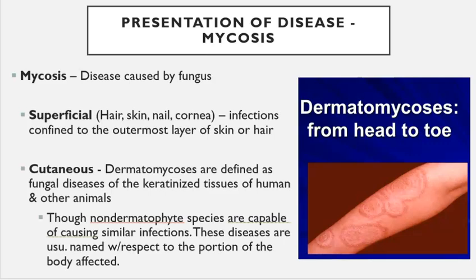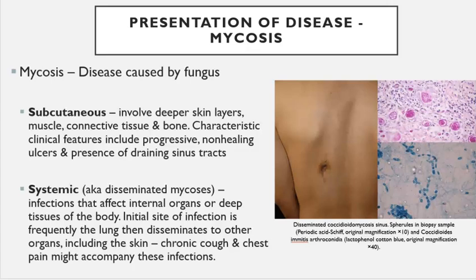Cutaneous infections are defined as fungal diseases of keratinized tissues of humans and other animals, though dermatophyte species are capable of causing similar infections. These diseases are usually named with respect to the portion of the body that they affect. Subcutaneous infections usually involve deeper skin layers, and may involve the muscle, connective tissue, and bone. Characteristic clinical features include progressive, non-healing ulcers and the presence of draining sinus tracts.